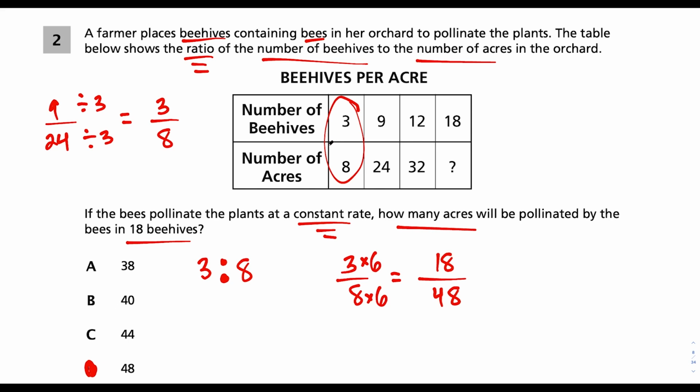Now, I don't have to use the first entry. Let's say instead I wanted to use 9 over 24. If I want to go from 9 over 24 to 18 over the mystery value, notice here I would have to do 9 times 2. And if I did times 2 on top, I'd have to do times 2 on bottom. And that would also give me the mystery value of 48. So choice D is definitely our solution.